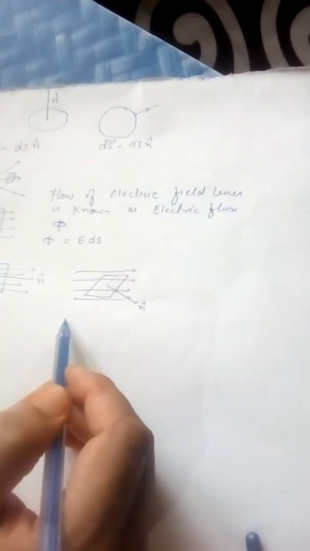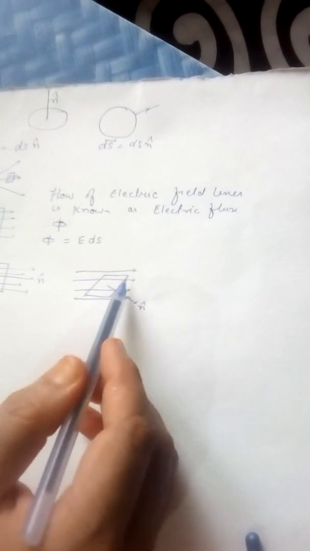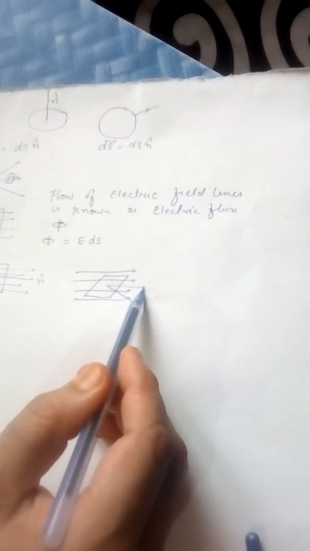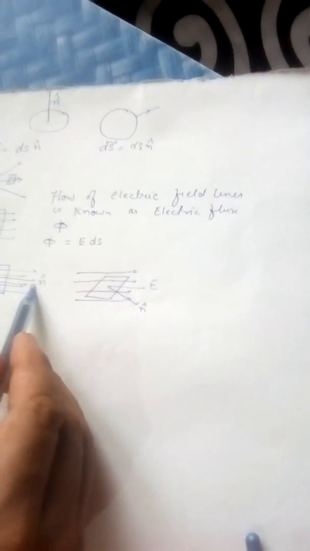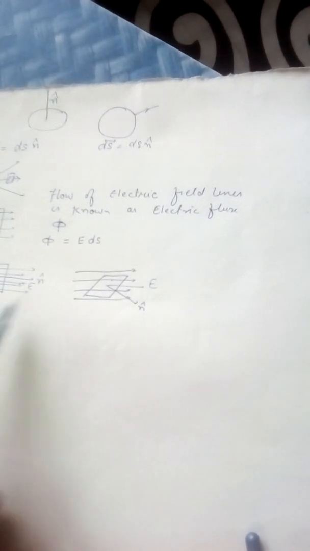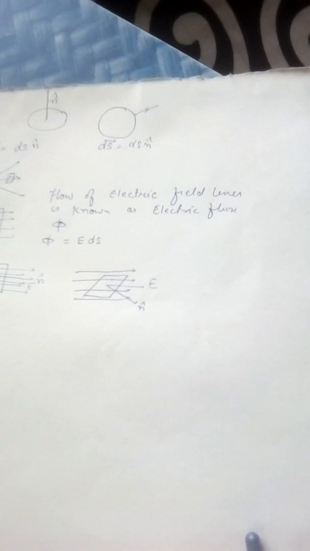Field lines denote the direction of electric field if they are straight and parallel. So this is the direction of electric field. Here this is the direction of electric field. You can see when the normal to the surface area, that is the direction of area vector, is in the direction of field lines or the electric field, then you can count more number of electric field lines are crossing through the surface, means flux is more.